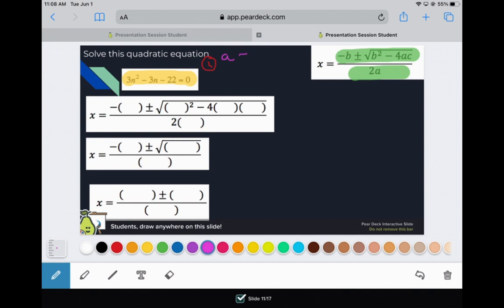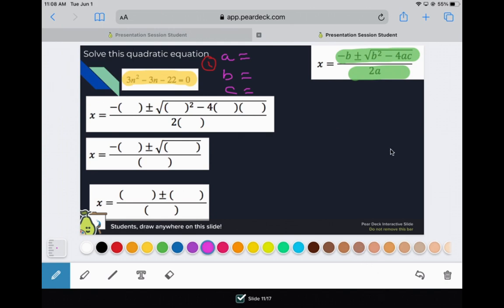Okay, step number 1, I need to know my A, B, and C. Because what I would do is plug in the formula, right, with the letters A, B, and C. So I need to identify A, B, and C. All right. So let's start with that.